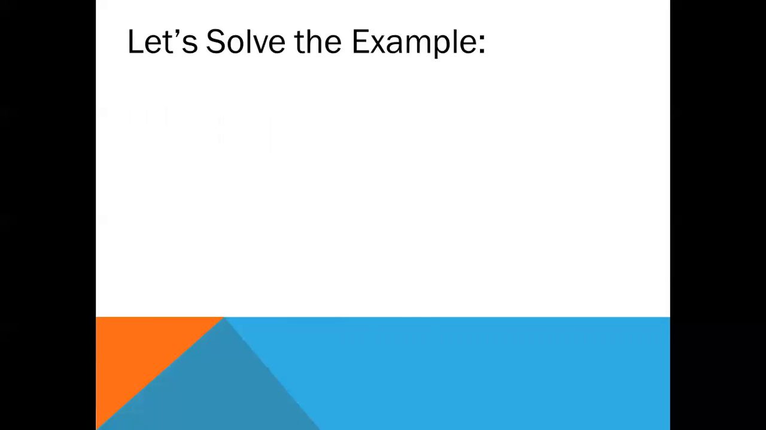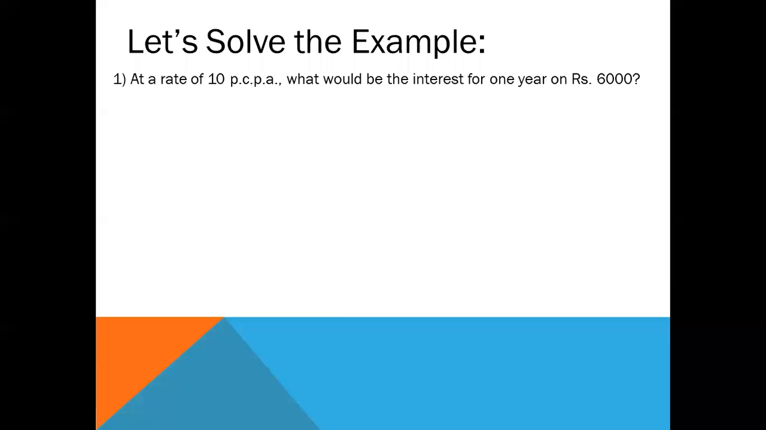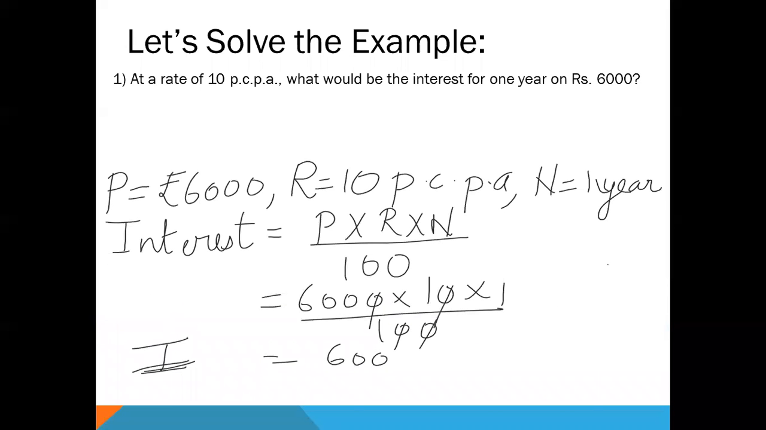Let's see the next concept, that is how to solve the examples. Here the first question is, at the rate of 10 PCPA, that is percent per annum, what will be the interest for 1 year on rupees 6,000? Here we need to calculate interest on rupees 6,000 for 1 year, and the rate of interest is 10 PCPA. So the given things are principal 6,000, rate of interest 10 PCPA, and number of years, that is N, is 1 year.